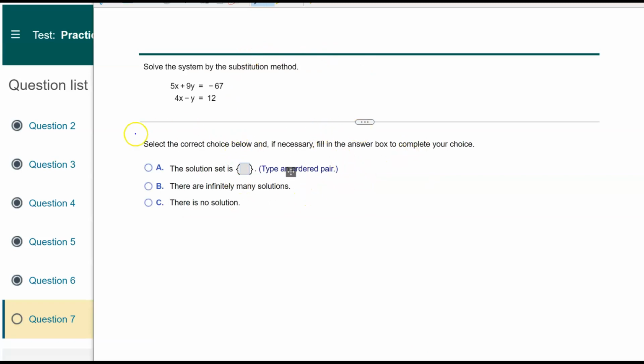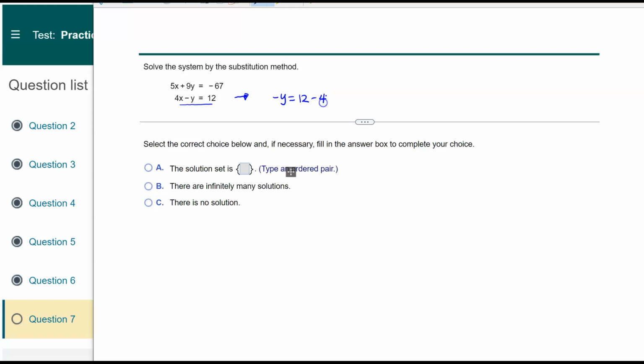So we do that by first solving for one variable in one of the equations. Say for instance here, we can solve for y in terms of x. And how do you do that? You can do negative y equal to 12, you subtract both sides of the equation by 4x.